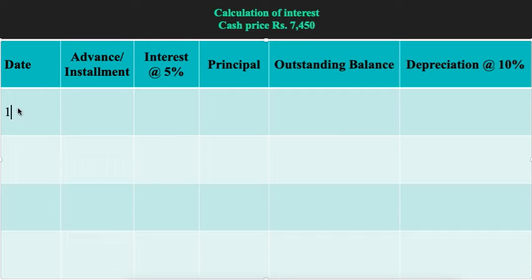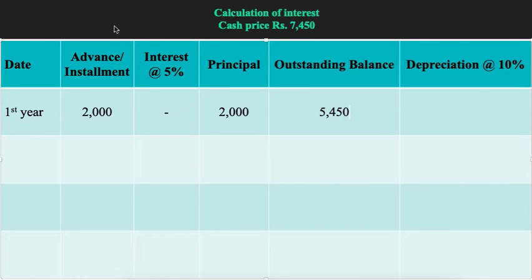7,450. Now when we talk about the first year, an advance of 2,000 was paid, which is given in the problem. 2,000 rupees was paid, so we cannot charge any interest on this installment. So on this advance there is no interest, hence the principal amount will be 2,000 rupees, right? And the outstanding balance here is 7,450 minus this 2,000. When we do it, we are going to get 5,450 rupees, right?